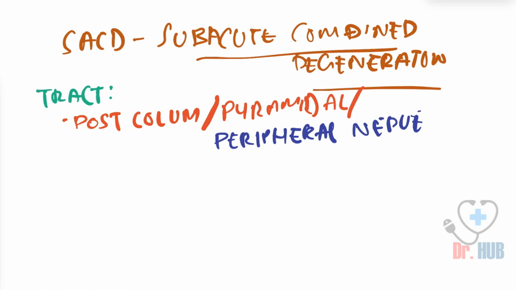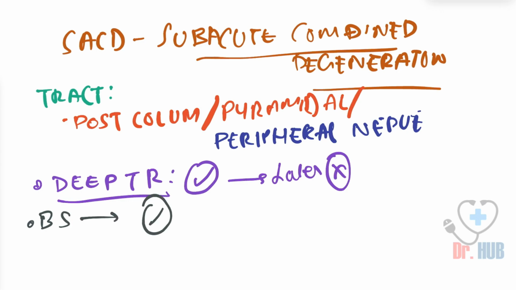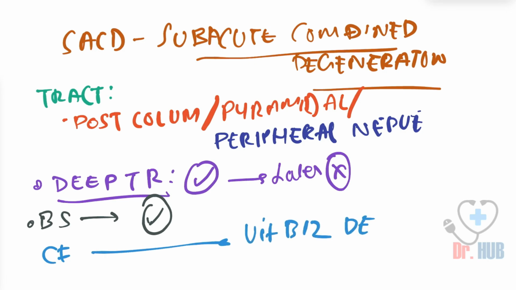Now, what about the deep tendon reflex, the DTR? Here the DTR is present. Another thing is later it can be lost. Then when we look at the Babinski sign, the Babinski sign is present, whereas in case of tabes dorsalis it was absent. Now what about the clinical features? The clinical features here, there is a vitamin B12 deficiency.